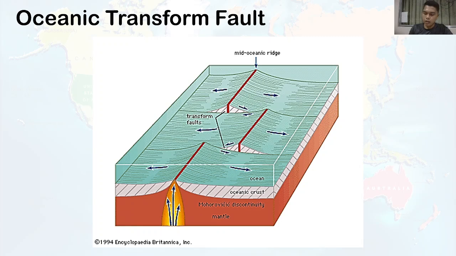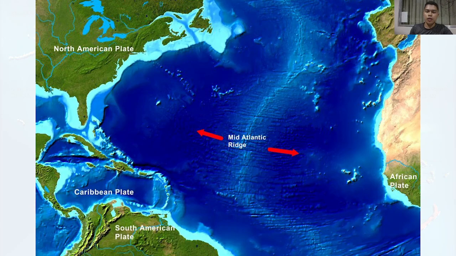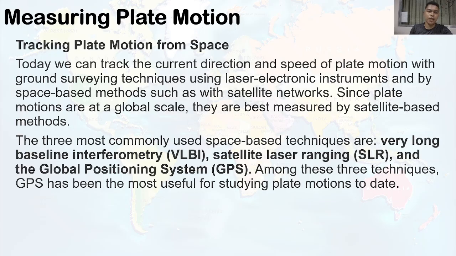An example of a mid-oceanic ridge is the one between the American and the African plates, in the middle of the Atlantic Ocean. Now, measuring plate motion: tracking plate motion from space.